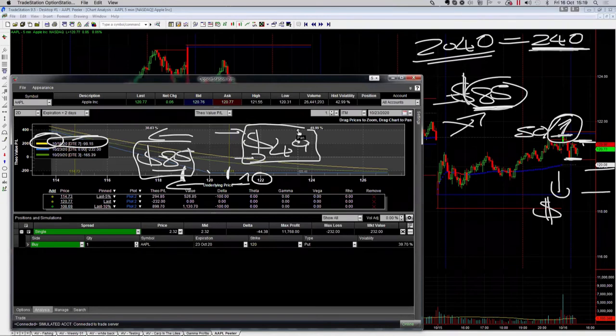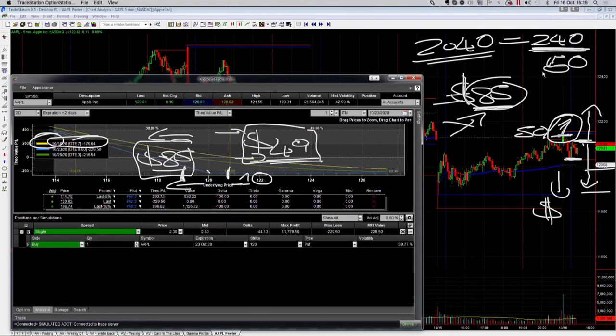If the stock goes up $1, I'll lose money, but I only lose $49. If it goes down $1, then I'll make 85. That's pretty cool, right? Does everyone get that? So my risk is not 240. It's only, let's just call it 50. It's only $50.